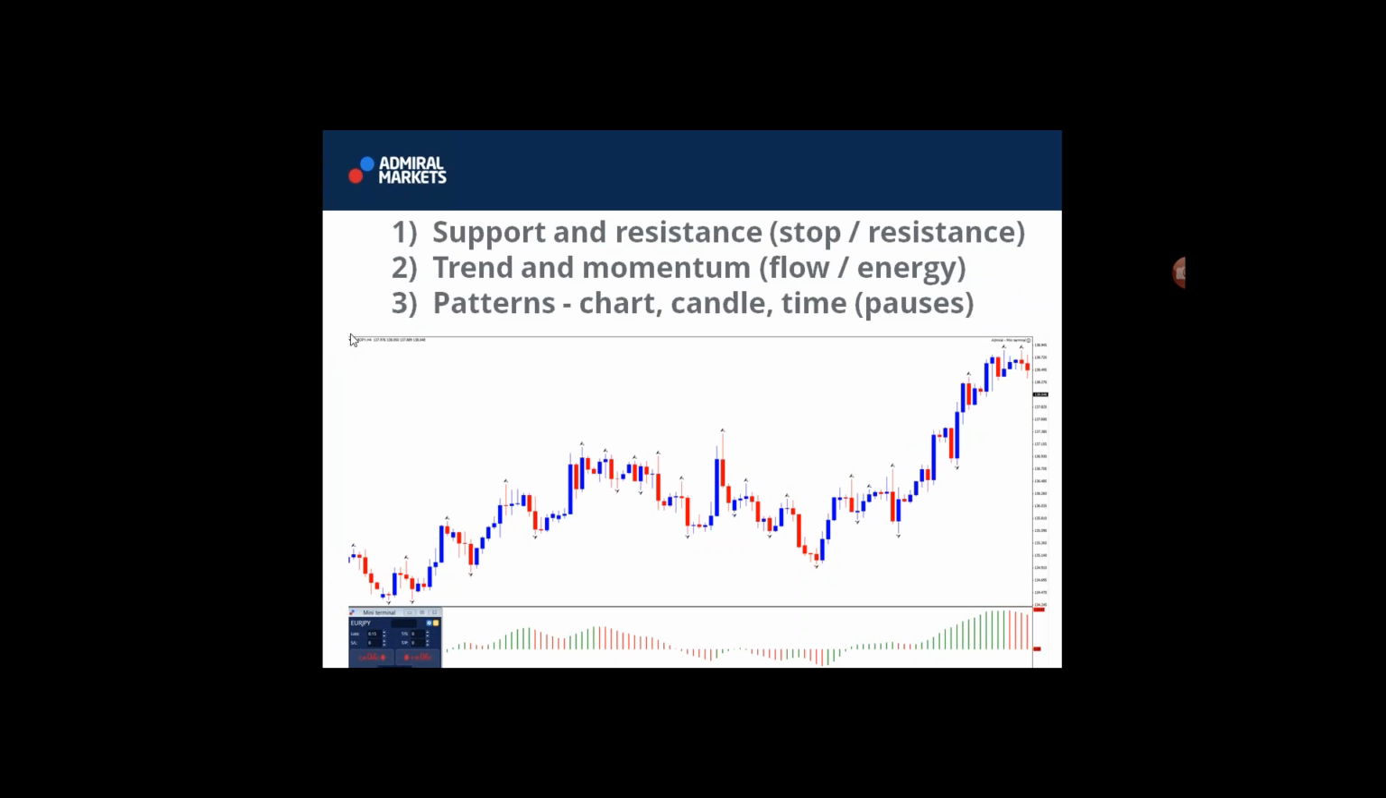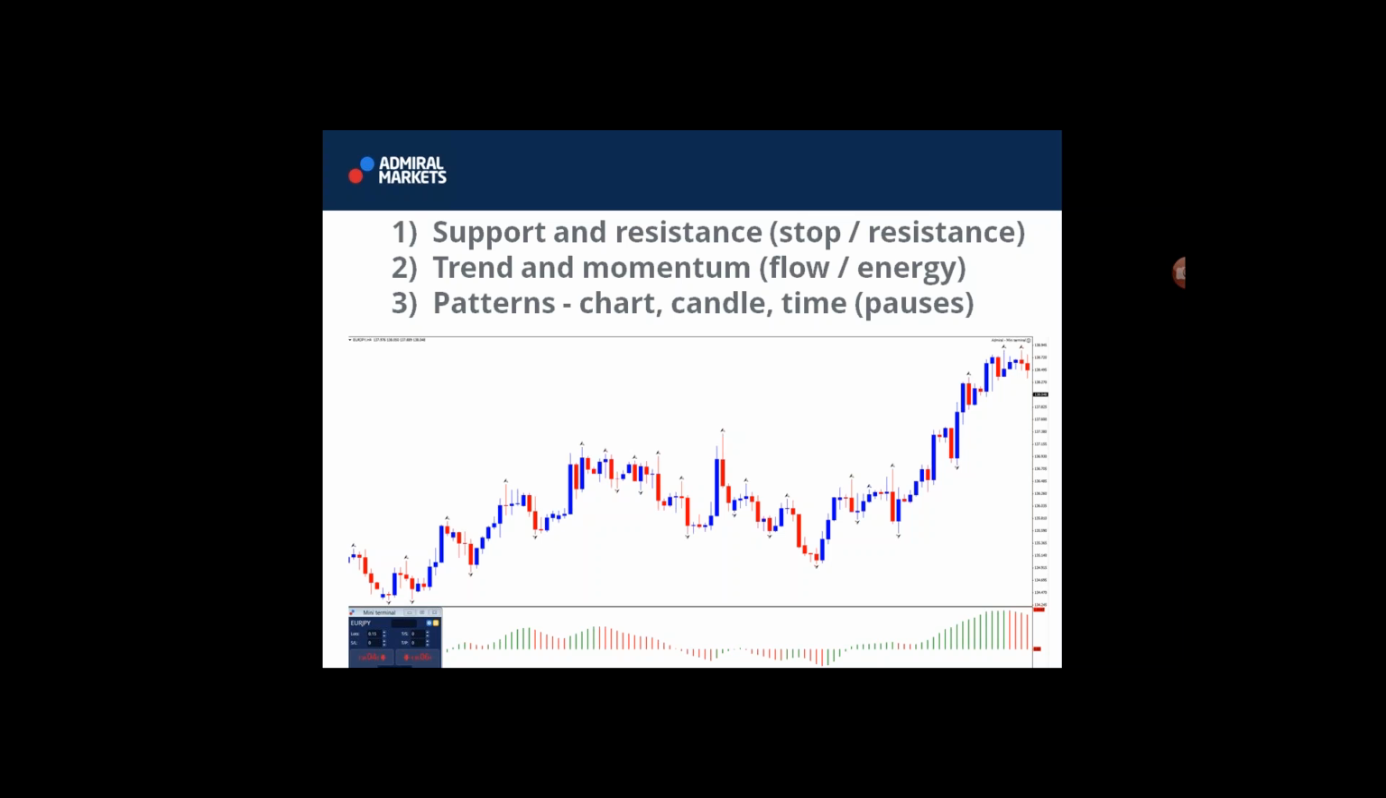So definitely a very important topic and one of the key ingredients to understanding market structure and being able to analyze any chart, any price and time frame is understanding support and resistance. The other two major ones, in my opinion, are trend and momentum, and patterns. When we master these three things, I think then we're at a very good level of analysis.